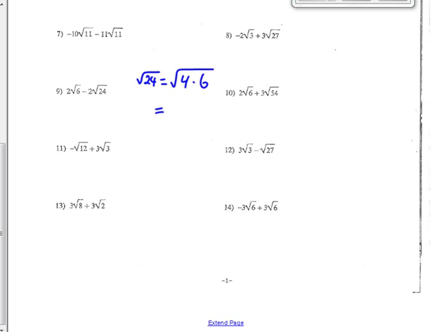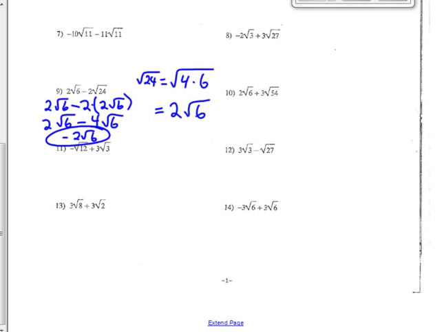So I've got the square root of 4. The square root of 4 is 2. The square root of 6 is the part that makes this an irrational number. So square root of 24 actually is 2 square roots of 6. So I've got 2 square roots of 6 minus 2 times the 2 square roots of 6, because square root of 24 is 2 square roots of 6. 2 times the 2 square roots of 6, so I actually have 2 square roots of 6 minus 4 square roots of 6. So now the square roots match up. 2 minus 4 gives me negative 2 square roots of 6. And now that gives me the final answer.